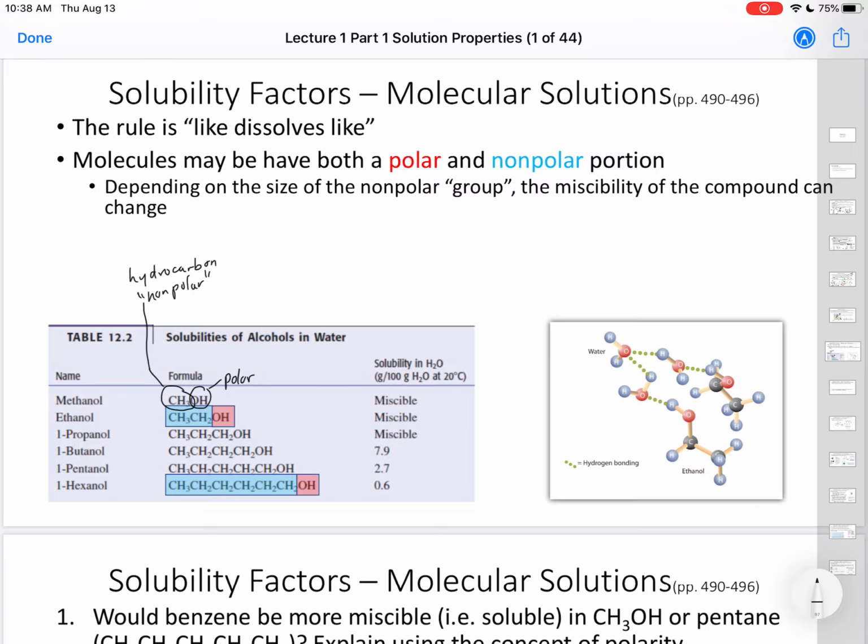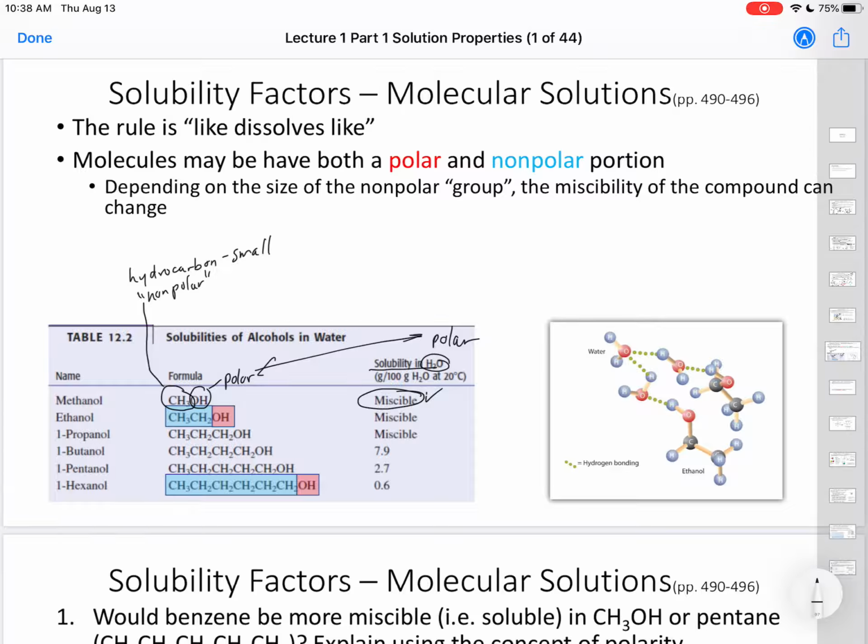You would think that methanol is fairly polar because the hydrocarbon portion is very small, right? This part is very small. And look, it's very miscible in water. Polar and water is polar, right? So like dissolves like, no problem, it is miscible.